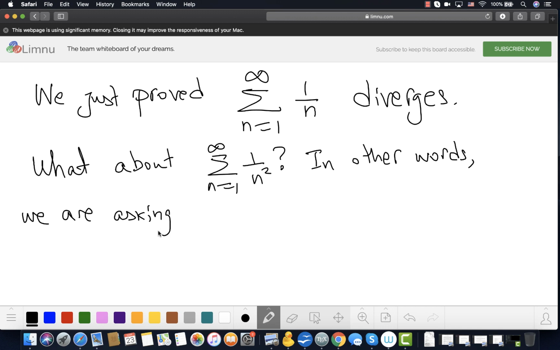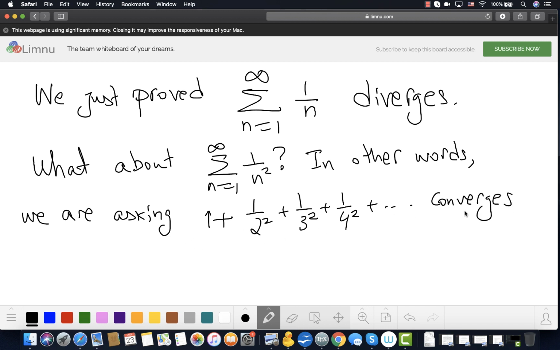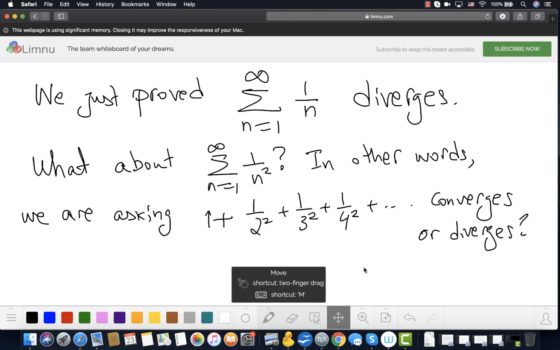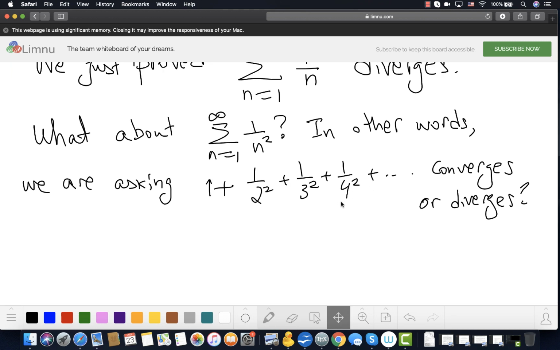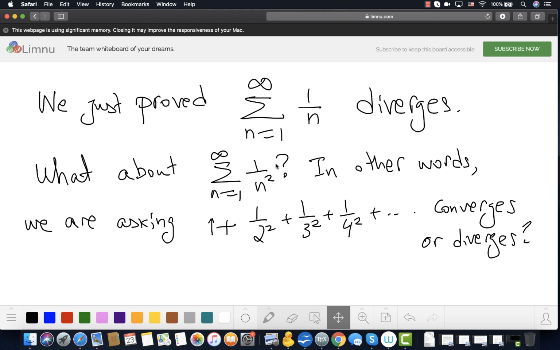if you keep adding the terms, so that's the case when n equals 1, which is 1 over 1 squared, which is 1, and then plus 1 over 2 squared, plus 1 over 3 squared, plus 1 over 4 squared, dot, dot, dot. We're just asking if this series converges or diverges. If you just keep adding these terms, do they converge towards a finite limit, or do they escape towards infinity? Now, notice that here you're squaring, so these numbers are actually smaller.